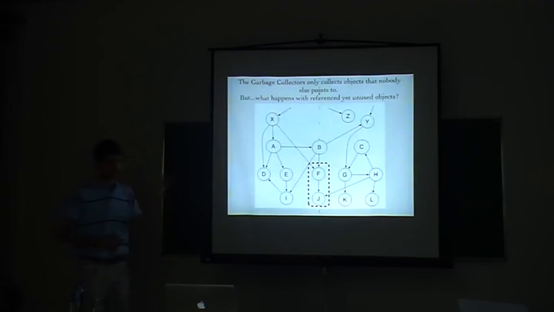If we briefly see what the garbage collector does, the GC only collects the objects that nobody else points to. So it works by reachability. If an object has no more incoming references, it will be garbage collected. However, and this is what I try to achieve in my PhD, what happens with objects which may have not been used for a while, like for example F and J in this case? So can we do something with them?